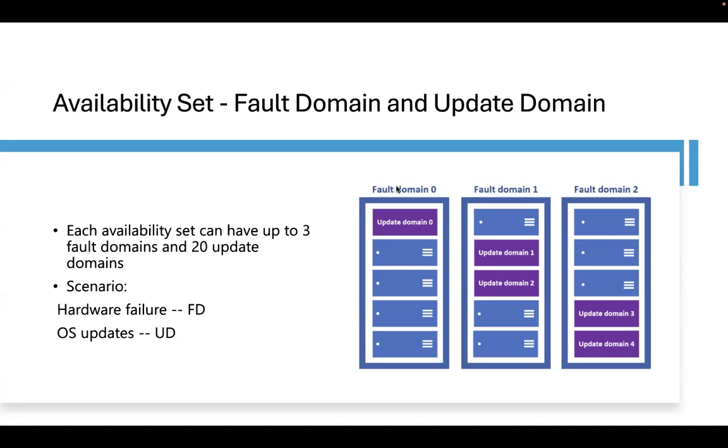These are racks: the first rack, second rack, third rack. The first VM is sitting in the first blade. These are blades. You know blades, right? Yeah. So these are like blades. In Azure data centers, there will be a cluster, and each cluster will have multiple blades.